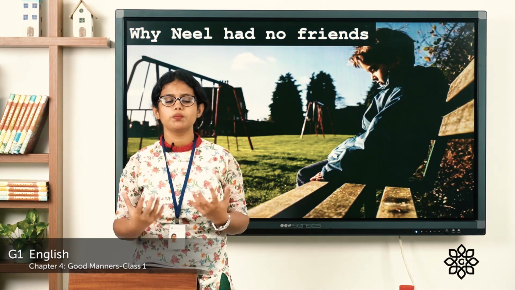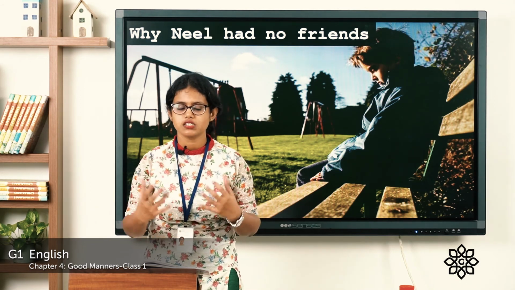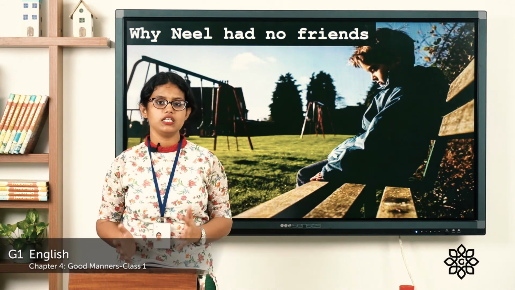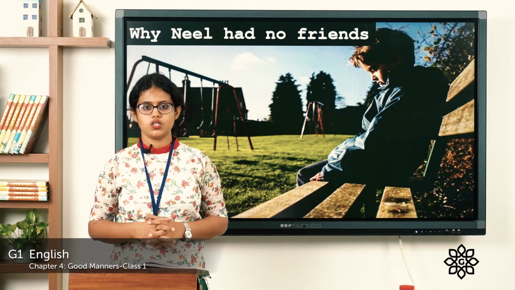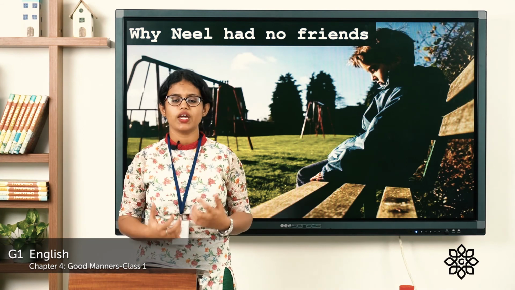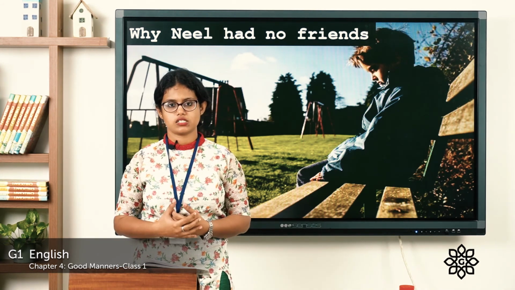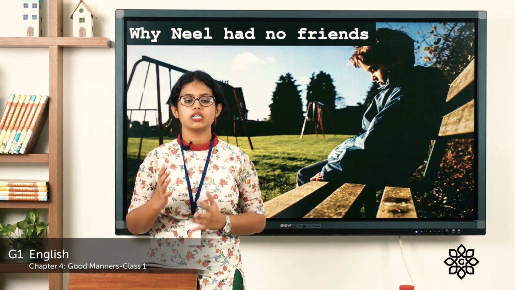He started using good polite words. He became polite and he got many friends to play with him. This is the end of the story. So we should always be polite to everyone. We should be very kind to everyone. We should be helpful to our friends. So this is the story about Neel.